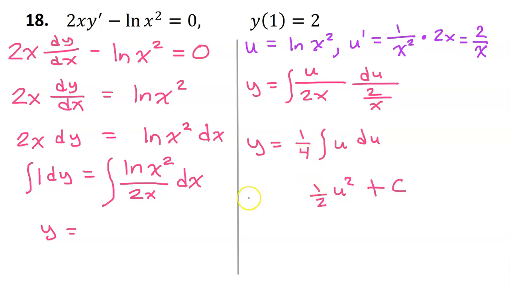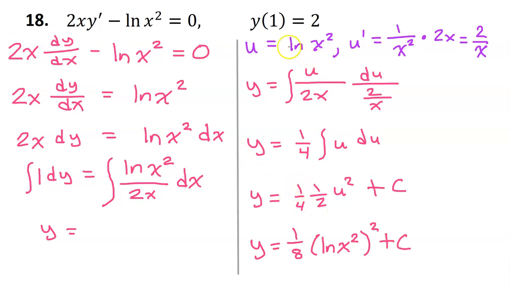We still have the 1/4 here in the front. So this is really going to be 1/8. Substituting natural log of x squared back in for u, and we have this. This is a general solution to the differential equation, but now we need to find the particular solution by using the initial condition to find the value of c.